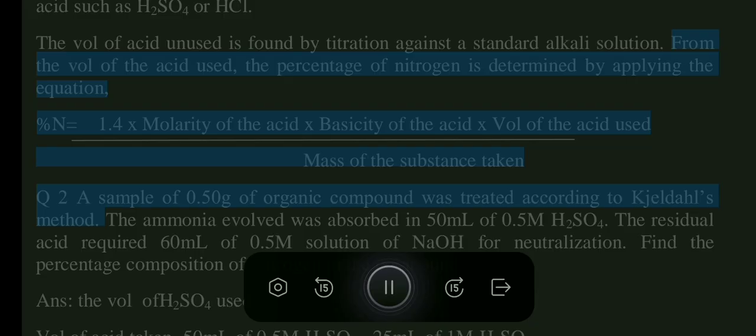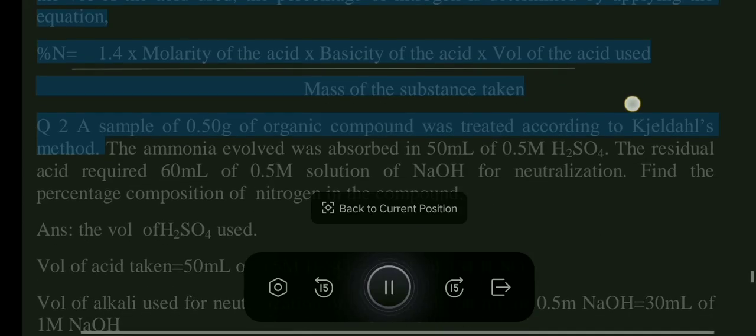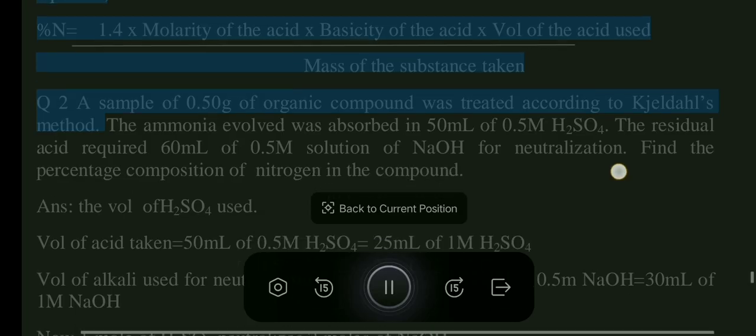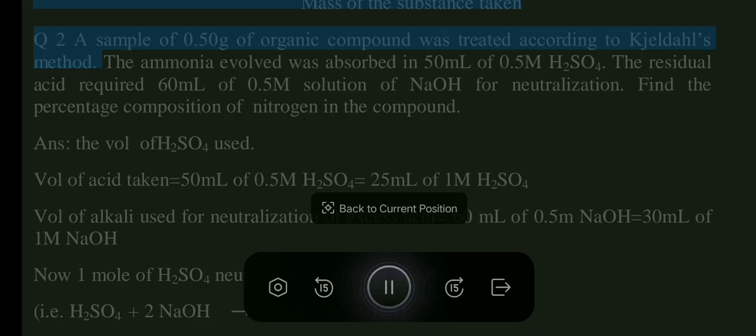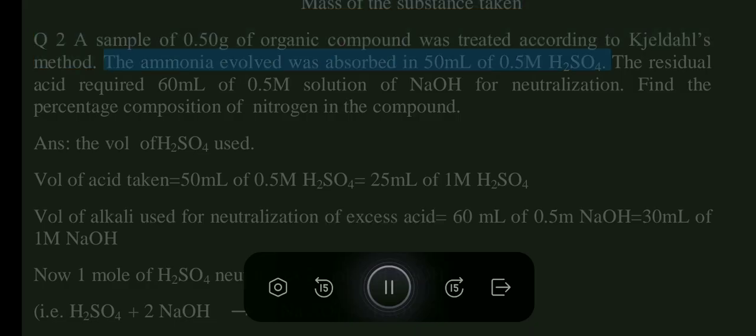% of N equals 1.4 × molarity of the acid × basicity of the acid × volume of the acid used, divided by the mass of the substance taken. Q2. A sample of 0.50 grams of organic compound was treated according to Kjeldahl's method. The ammonia evolved was absorbed in 50 milliliters of 0.5 M H2SO4. The residual acid required 60 milliliters of 0.5 M solution of NaOH for neutralization. Find the percentage composition of nitrogen in the compound.